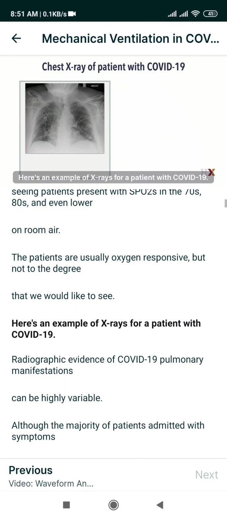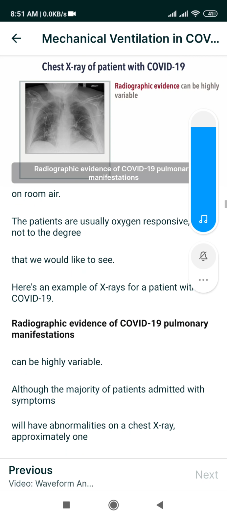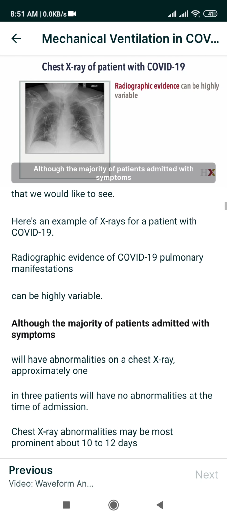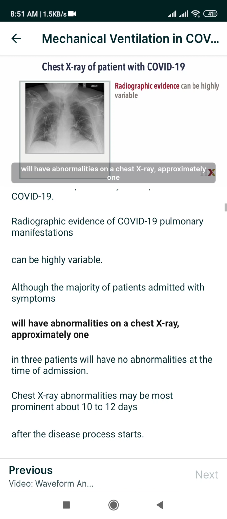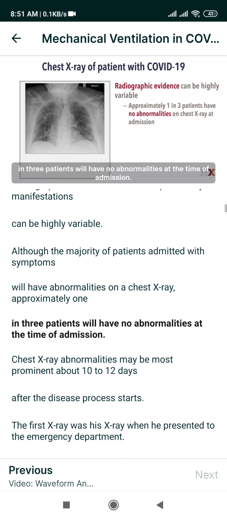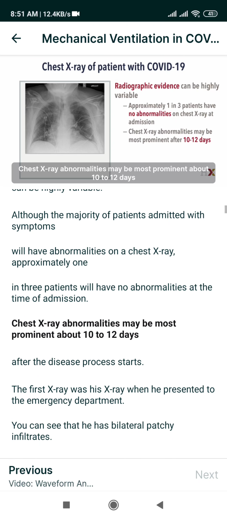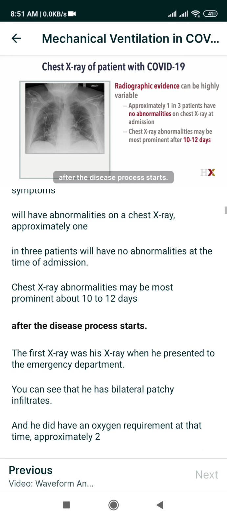Here's an example of X-rays for a patient with COVID-19. Radiographic evidence of COVID-19 pulmonary manifestations can be highly variable. Although the majority of patients admitted with symptoms will have abnormalities on a chest X-ray, approximately 1 in 3 patients will have no abnormalities at the time of admission. Chest X-ray abnormalities may be most prominent about 10 to 12 days after the disease process starts.